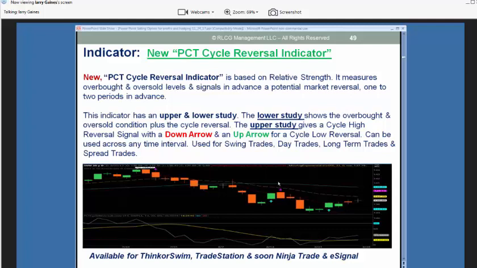The upper study also gives you arrows. When you get a cycle reversal to the downside, you'll get a down arrow. I've got it magenta. When you get a cycle reversal to the upside, it'll give you a green or blue arrow. You can change the colors in the studies, which I teach you in the course. We use this for all kinds of reversals, up or down, for swing trades, day trades, long-term trades, and also spread trades. It's really good if you do spreads, and it'll help you time your entries better on a spread trade as well.